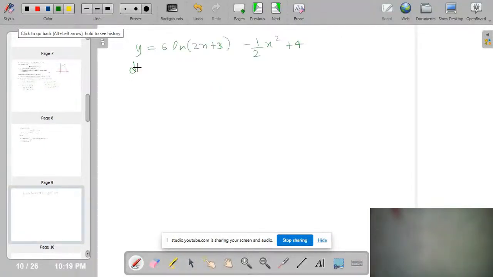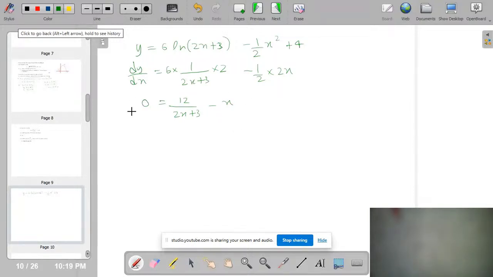I differentiate this, dy by dx. 6 into ln x, you know it is 1 over x, multiplied by differentiation of the inside part, which is 2. Half into x squared differentiation becomes 2x. Better to simplify and make it nice. 6 into 2, 12. Minus half into 2x becomes minus 6. So this should be equal to 0.